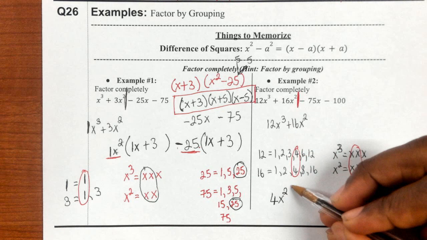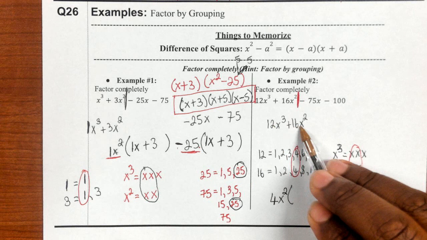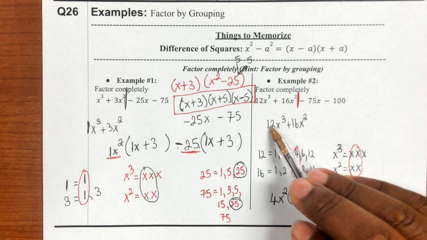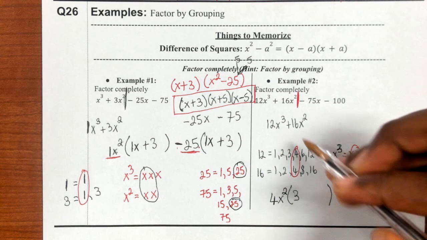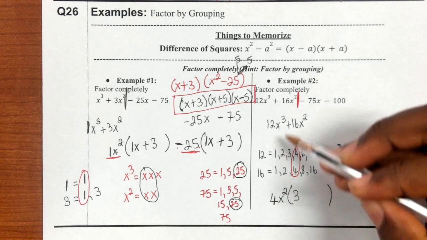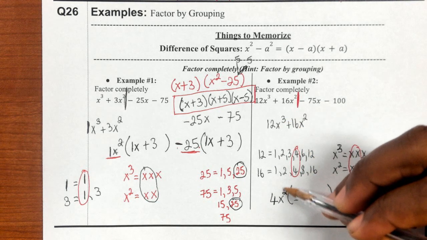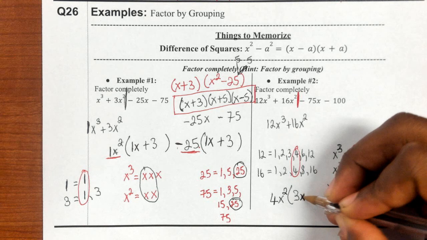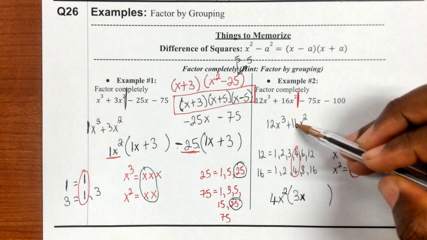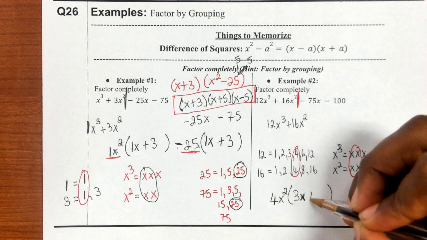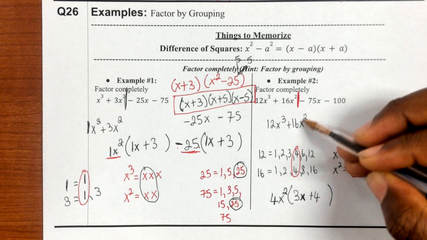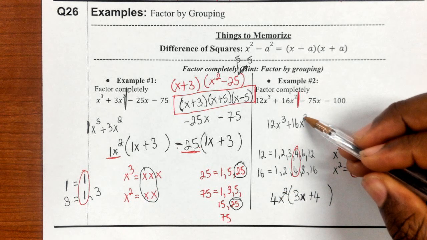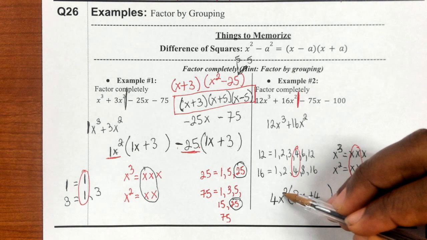Now we're going to write what's remaining because we factored out all that they had in common. It's like I'm dividing each of these terms by 4x squared. 12 divided by 4 is 3. X cubed divided by x squared: I have 3 x's here, I have 2 down here. 3 take away 2 leaves me with 1x, or just x. Positive 16 divided by positive 4 is positive 4. We have x squared here, but I'm taking away x squared. If I have 2 and I take 2 away, would I have any x's remaining?